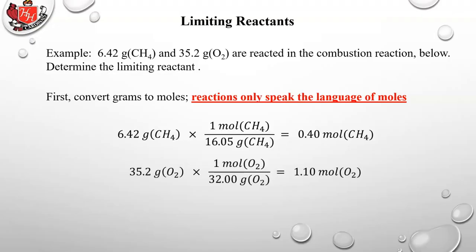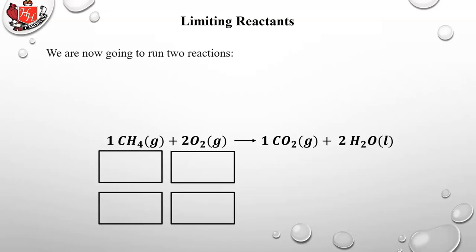Do the same thing with oxygen. We were given 35.2 grams of oxygen. The molar mass equivalency is 1 mole O2 equals 32 grams of O2, and if you turn that into a conversion where the grams of O2 cancel out, you end up with 1.1 moles of O2. Okay, so now we're going to run the reaction twice.